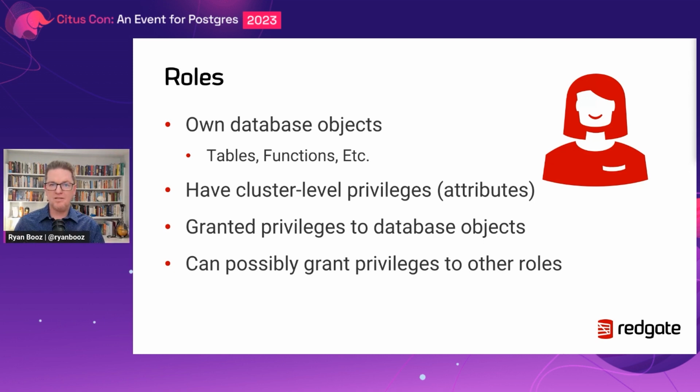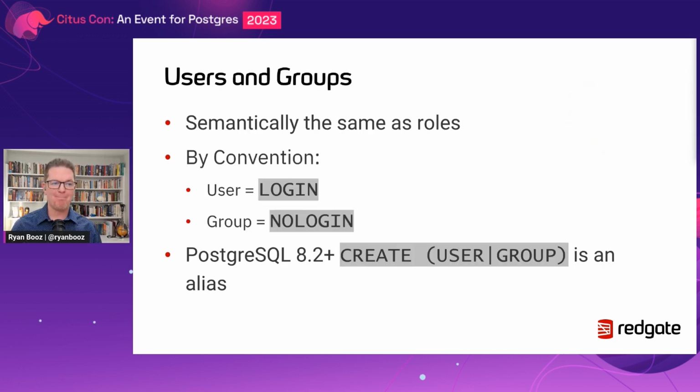Roles can be granted privileges within the database to do various things on objects like tables and stored procedures and functions and so forth. And if they're given the correct permissions or privileges, they can also grant privileges to other roles through something called inheritance, which we'll look at later. Now, you'll notice that I've been saying roles and not users and groups as much as possible. In Postgres terminology, all authenticated principals are known as roles.